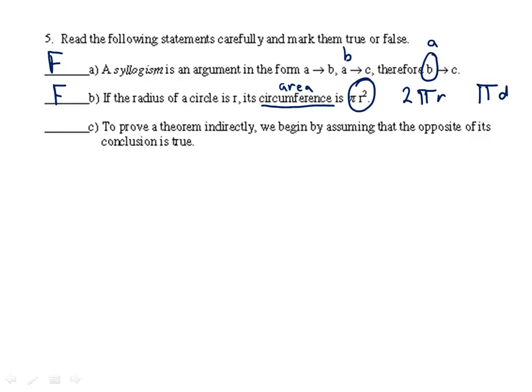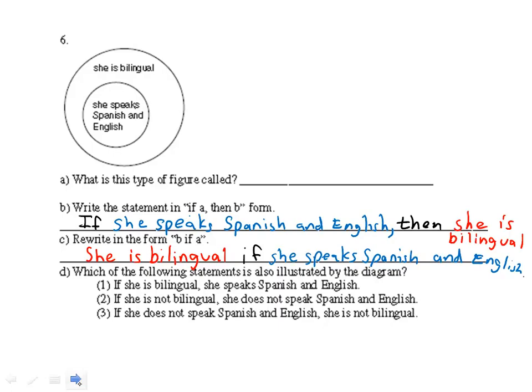Alright, and then to prove a theorem indirectly, we begin by assuming that the opposite of its conclusion is true. Yes, that's right from our reading. That is true. We suppose that the opposite of the conclusion is true.